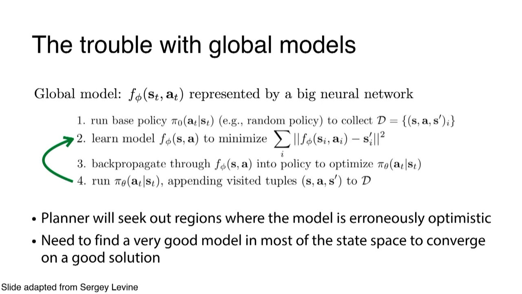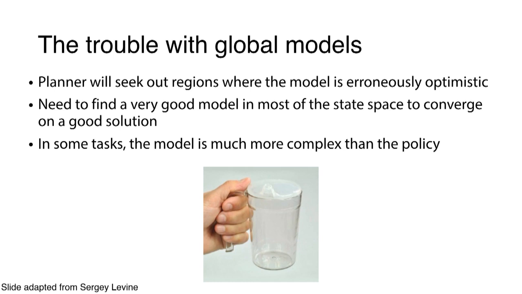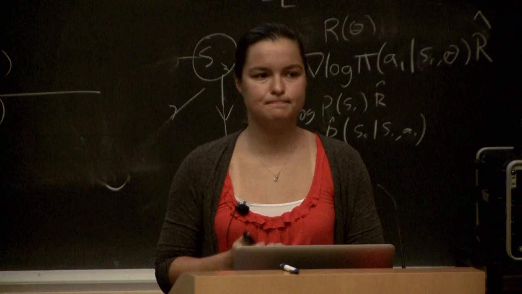And then lastly, in some tasks, the model is much more complex than the policy. For example, if you want to pour some liquid from a cup, the model of the liquid in that cup and how it pours out into wherever you're pouring it is quite complex, whereas the policy is quite simple. You just need to move your arm through a certain motion. Question?